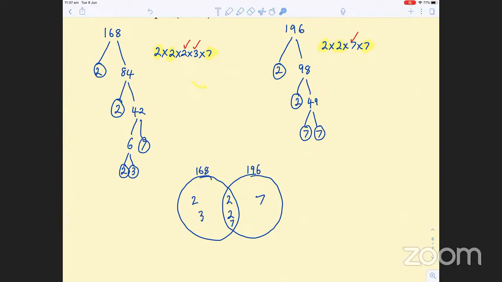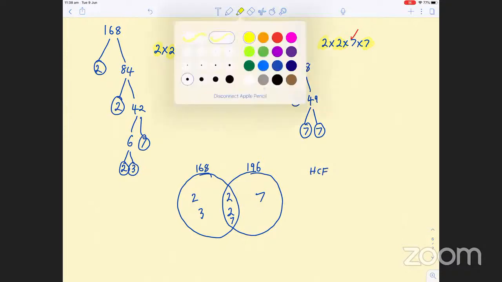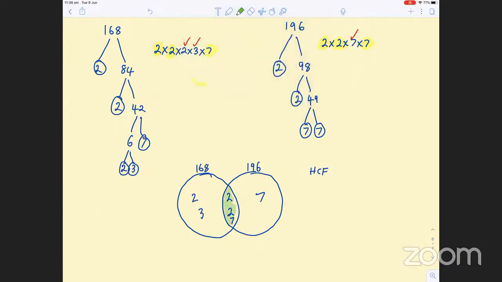Now the final bit is writing down and working out the highest common factor and the lowest common multiple. So for the highest common factor, we are going to multiply all the numbers in this middle section. That is going to give us the highest common factor of these two numbers. So we're going to do 2 times 2 times 7. 2 times 2 is 4. 4 times 7 is 28. So 28 is the highest common factor of both of these numbers.